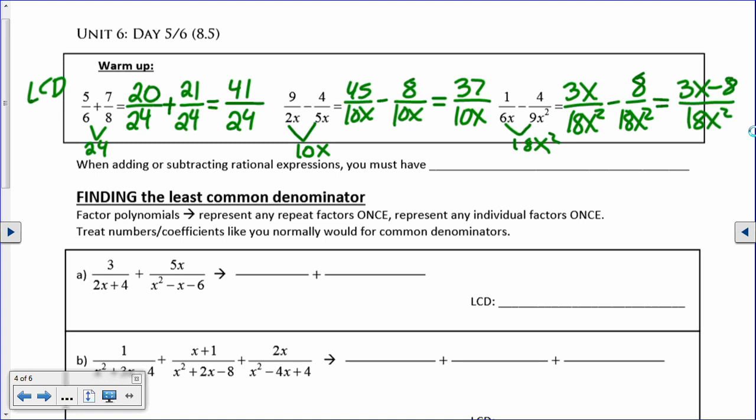We're going to take that exact same idea and apply it when the denominators are a little more complicated. Alright, so as a summary, when adding or subtracting rational expressions, you must have common denominators. Alright, so fill out that blank, common denominators.